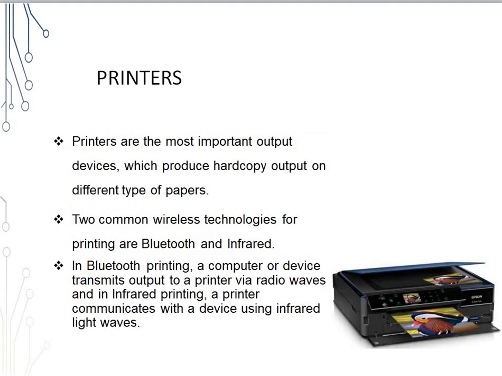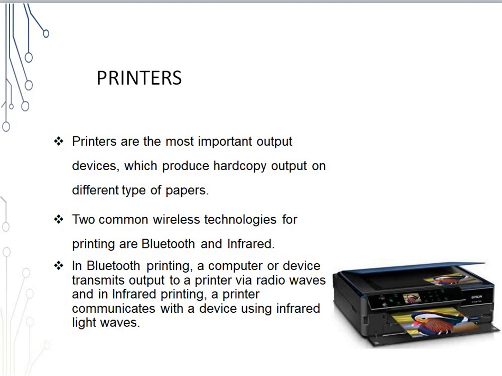Next one is printers. Printer is the next output device, which is a most important output device that produces hard copy output. So a monitor and speaker produce soft copy output, whereas a printer will give you hard copy output on different types of paper. Two common wireless technologies for printing are Bluetooth and infrared.